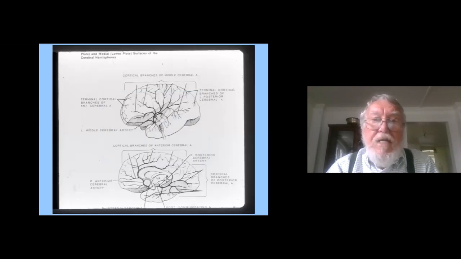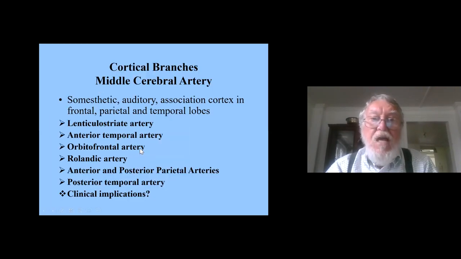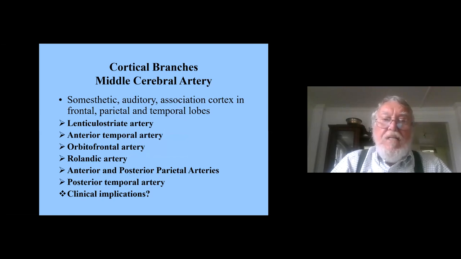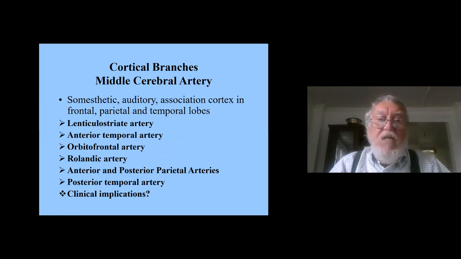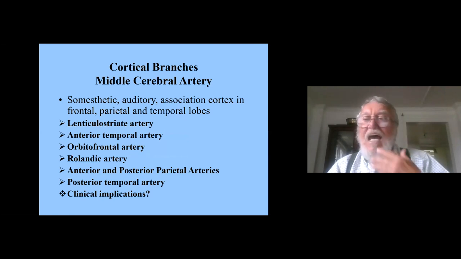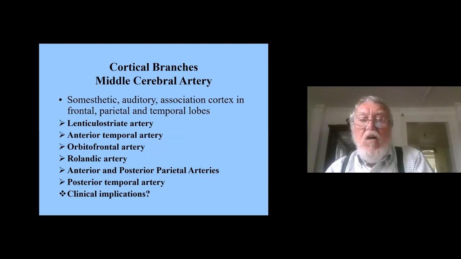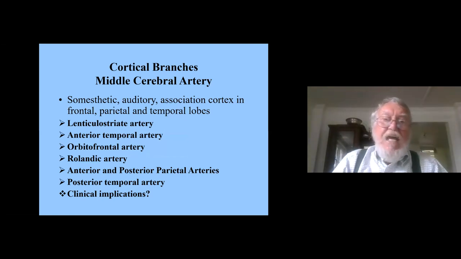So here we can look at the cortical branches of the anterior cerebral artery right here. And you can then match it up with the various sub-branches to see where you go. Then the cortical branches of the middle cerebral artery are really closely associated with the somatosensory, the auditory, and speech production and association cortex in the frontal, parietal, and temporal lobes.